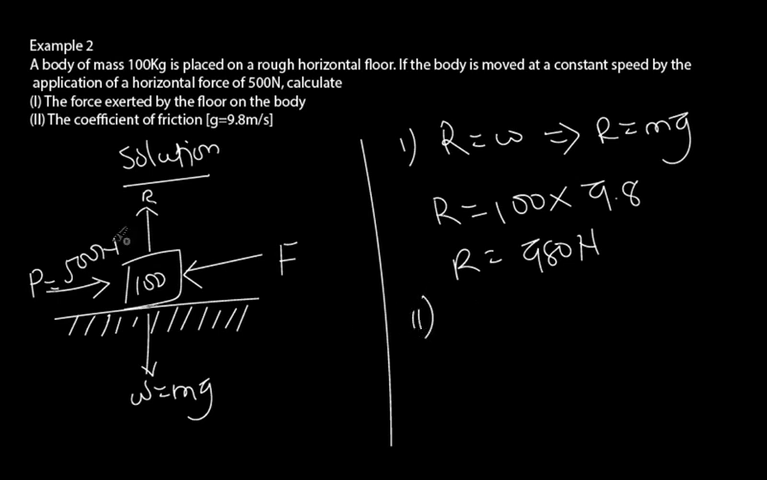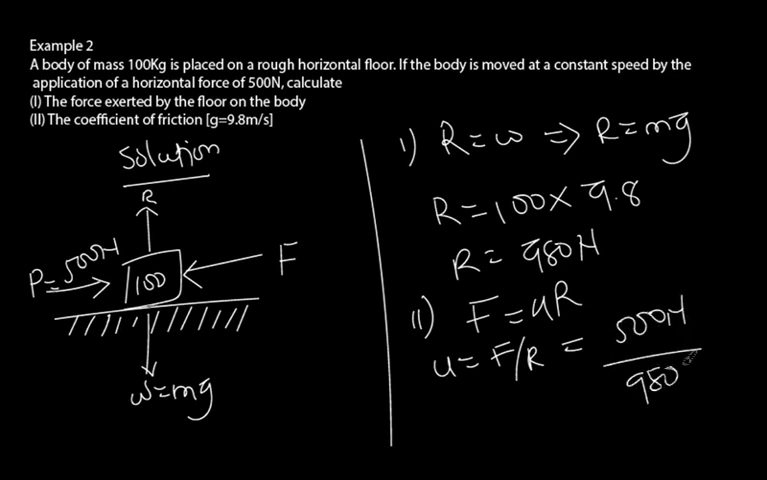Now the II aspect of the question is telling us to find the coefficient of friction. We know frictional force is equal to the coefficient of friction times the normal reaction. So our coefficient of friction is frictional force divided by the normal reaction. The frictional force in this example is going to be 500 newtons. So we have 500 newtons divided by 980 newtons. If we punch this into the calculator, we get 0.51. So this is the coefficient of friction in this example.